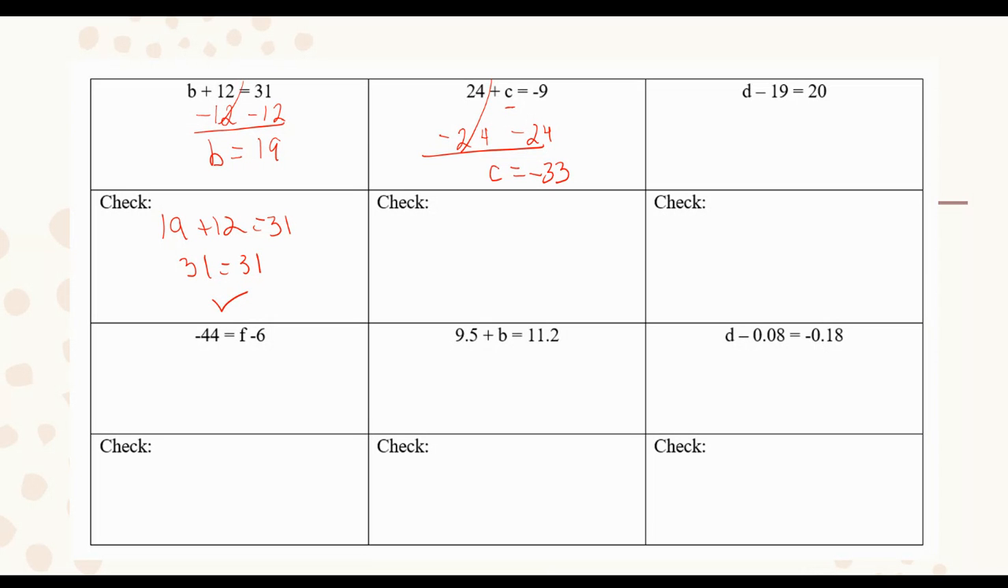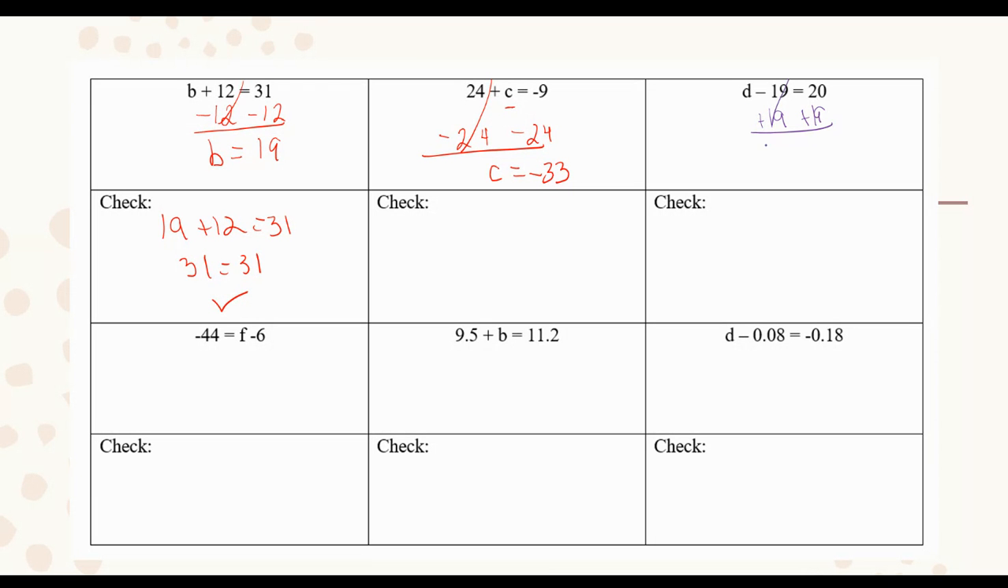Let's use a different color. The next one, we're throwing in a subtraction sign. You got D minus 19 equals 20. Again, the goal is to get that variable by itself. So I need to move a minus 19 or a negative 19. To do that, we need to add 19.